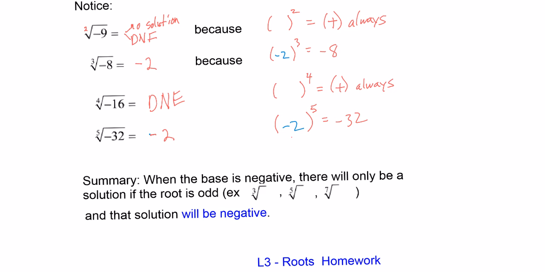In summary, here's what you need to realize. When you have a base that is negative, there will only be a solution to the root if the root, the radical, is odd. So we must have the root be odd, and that's only if something is negative. You need to remember that.